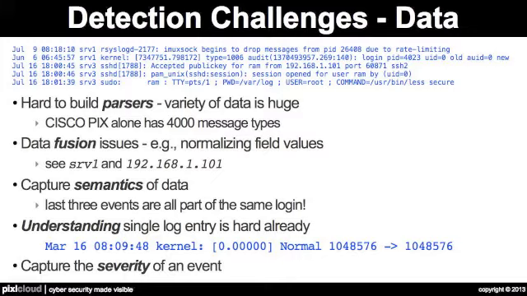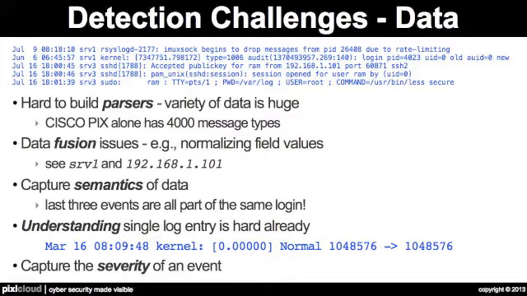The problem is, Cisco PIX, which is probably one of the most common firewalls, has 4,000 different messages. Completely different messages. These are not just variations of the same structure. You need to write a different regular expression for all of them. That's a lot of work and a lot of potential for error.